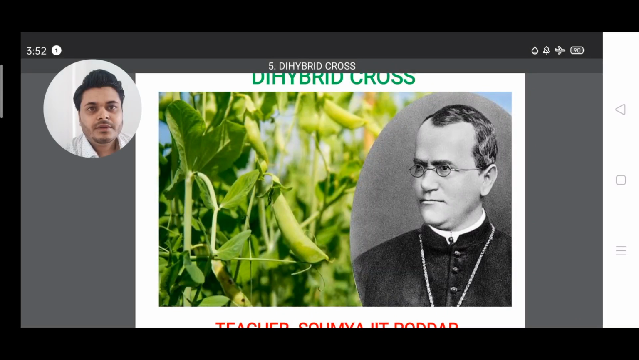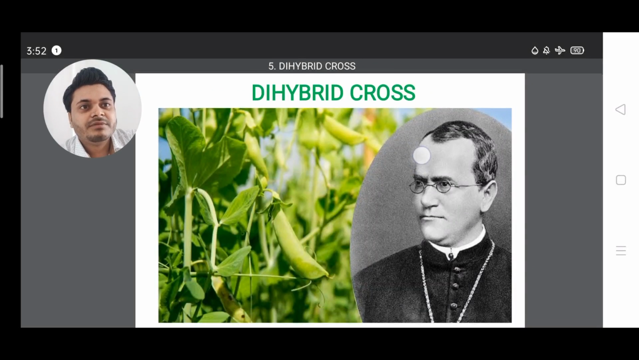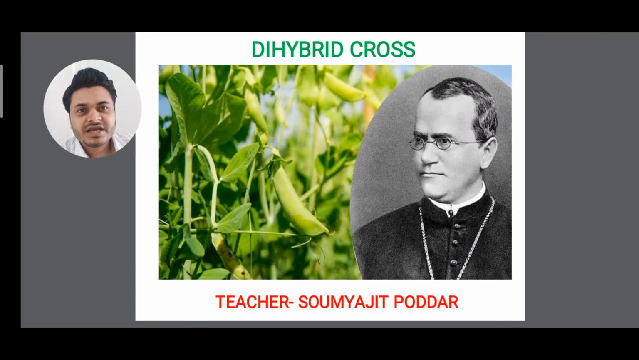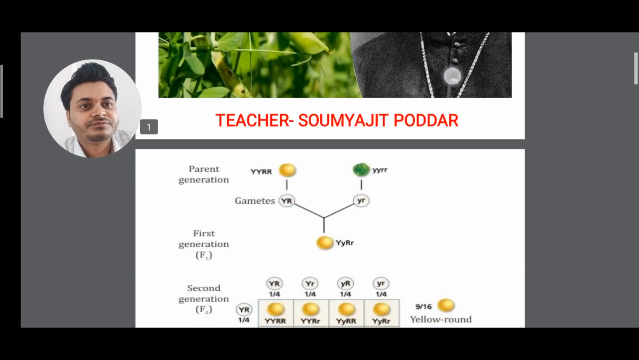So let's start with the topic dihybrid cross. It's a very interesting topic and it is a very important topic as well. So this was given by Mendel's law. Clear? Mendel, this is the right hand side, a figure has been given for Mendel. And last class we have discussed the monohybrid cross. They have taken two characters, dwarf and tall, isn't it? Hope you remembered that lecture. And now we'll start with dihybrid cross.